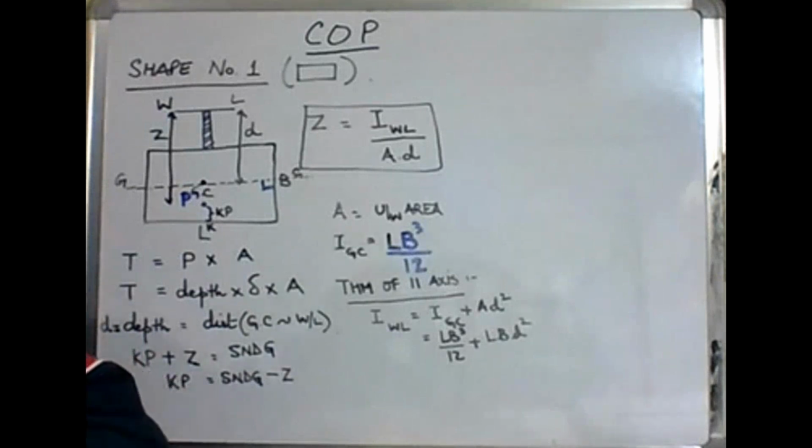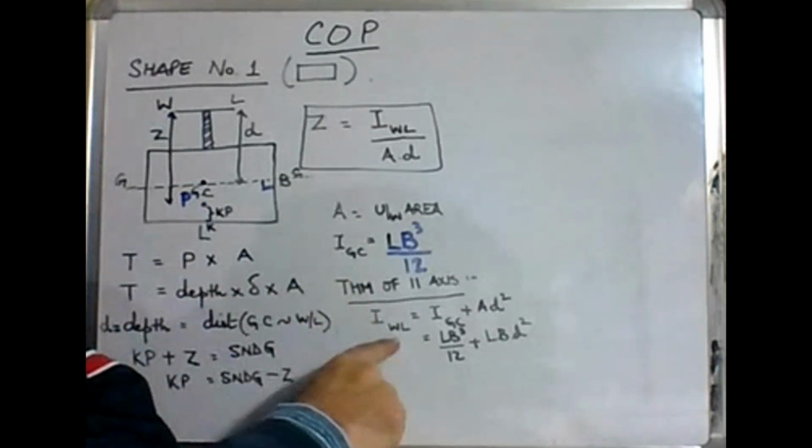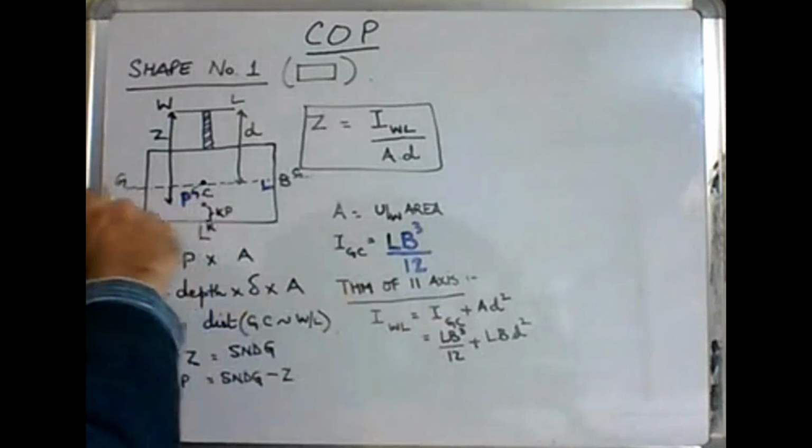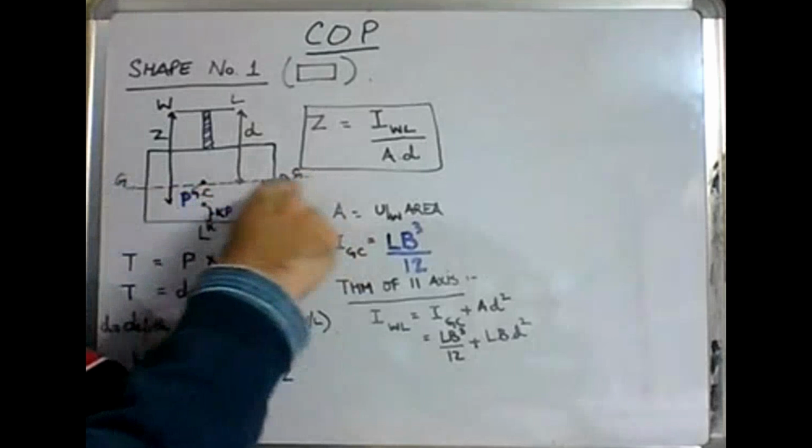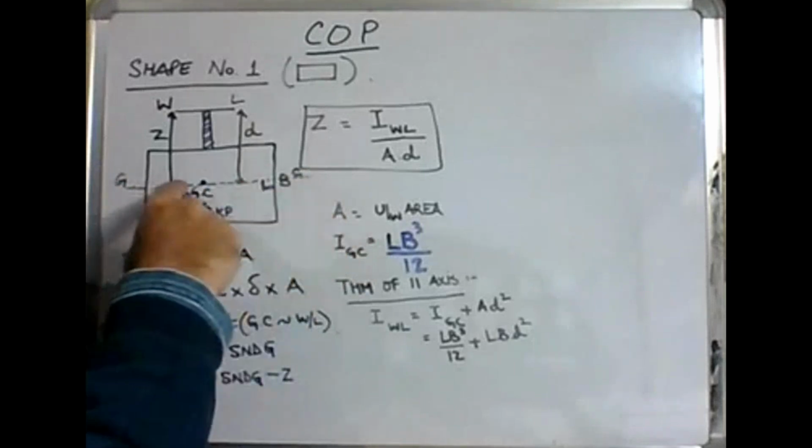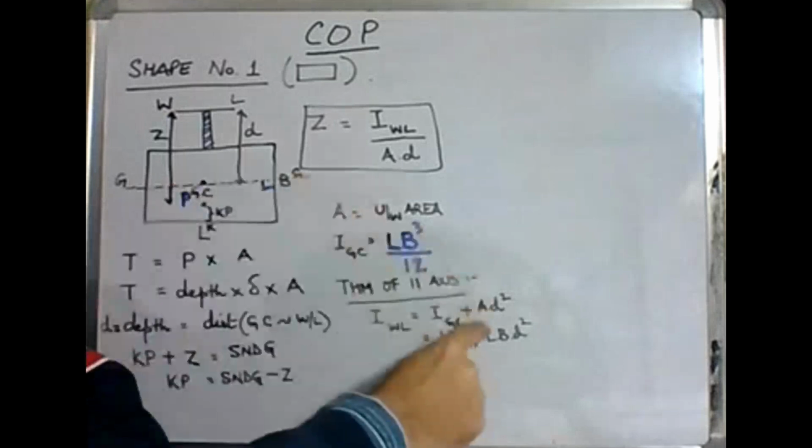सर ये IWL जो है मोमेंट ऑफ इनर्शिया अबाउट वाटर लाइन, और एक अनदर वन है IGC मोमेंट ऑफ इनर्शिया ऑफ अबाउट the रेक्टेंगल चीज अबाउट GC. सर दोनों के बीच में कोई डिफरेंस है? हाँ, डिफरेंस है. AD स्क्वायर का डिफरेंस है.